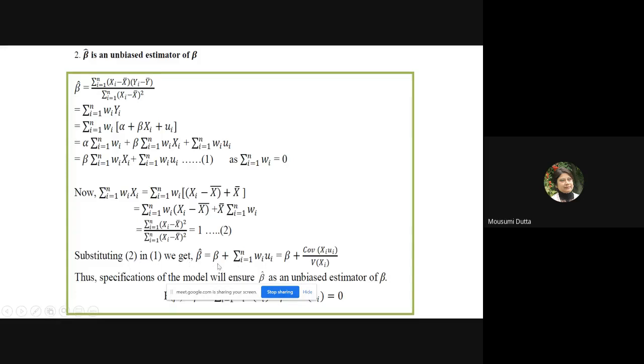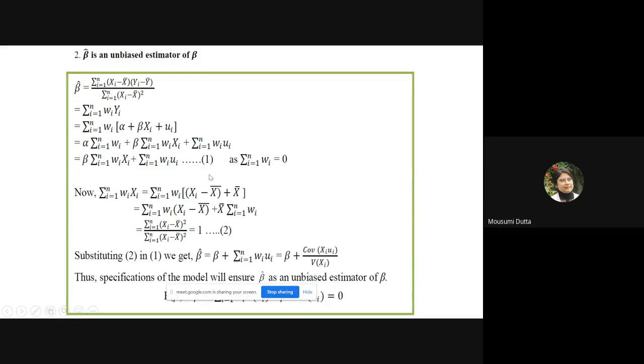Last day, we found that beta hat is equal to beta plus summation Wi ui. We started with this beta hat, and then we considered the value Wi, which is xi minus x bar divided by summation xi minus x bar whole square. And putting the matters, we got beta hat is equal to beta plus summation Wi ui. So naturally, beta hat minus beta is nothing but summation Wi ui. So I'm using this step. However, you need to do all these steps to reach this position.